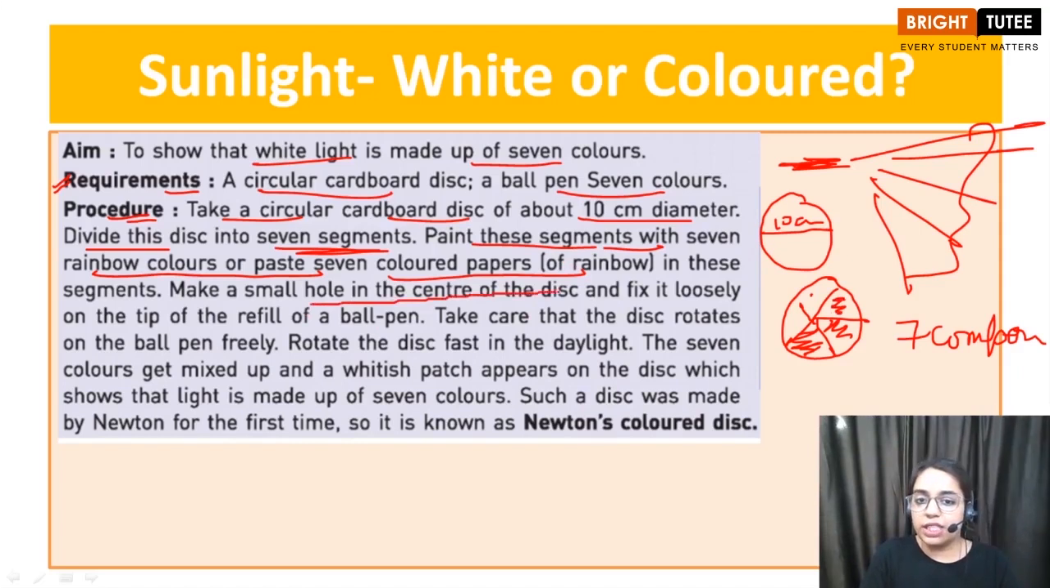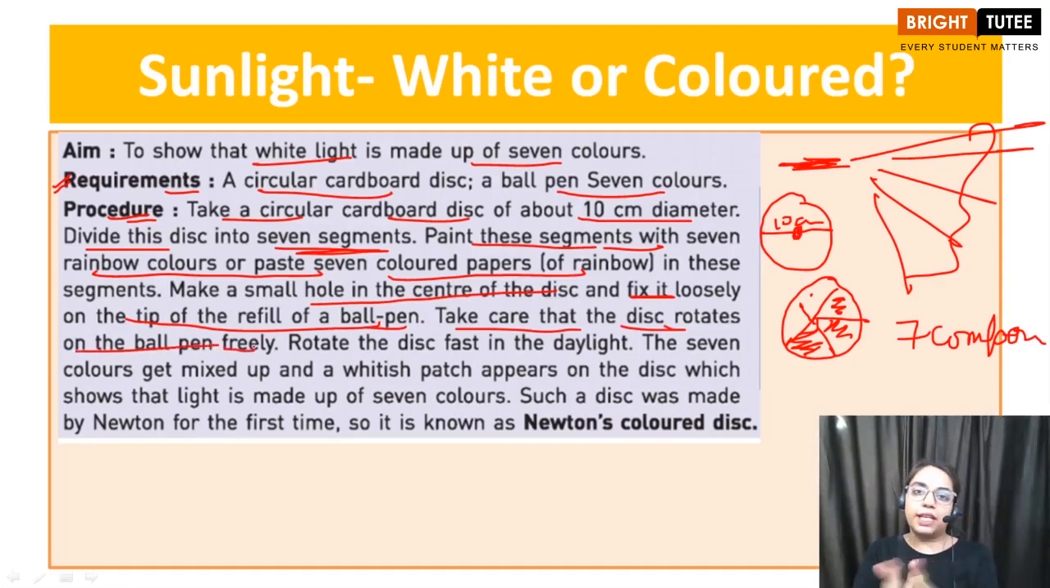Make a hole in the center of the disc. At the center of the disc, you are going to make a hole and fix it loosely through the tip of the refill of a ball pen. Okay. Now take care that the disc rotates on the ball pen freely. That is, if you move the refill of the pen like this, the disc at the top of this refill should rotate freely.